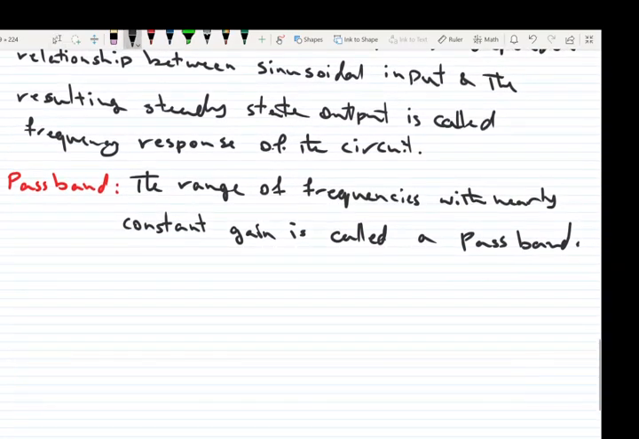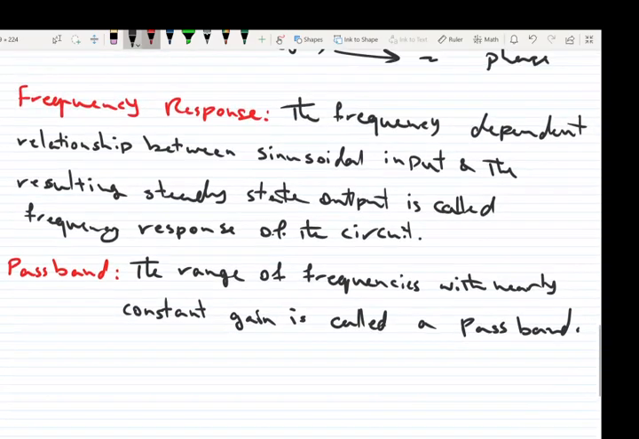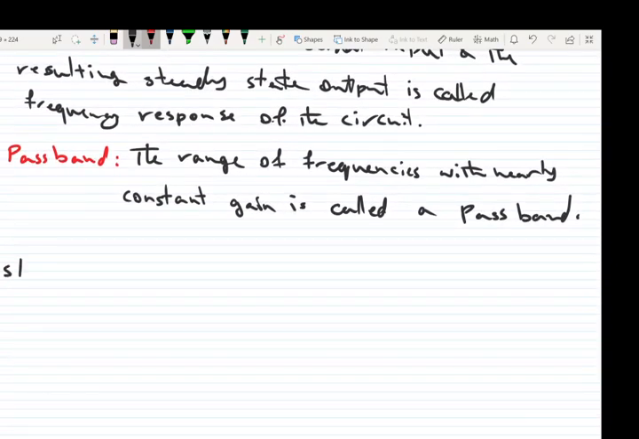Okay, we have another definition which is stop band. What is the stop band? The range of frequencies with significantly reduced gain is called the stop band.